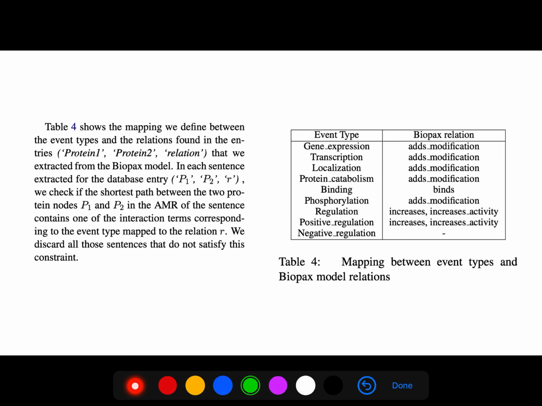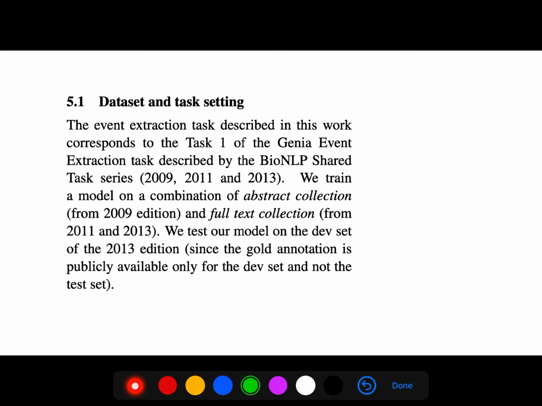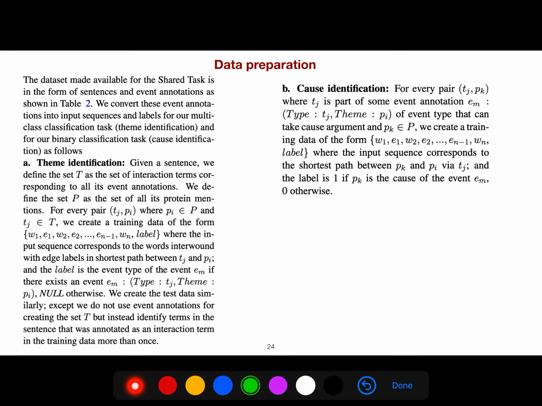These are mappings between event types and BioPAX model relations. For any relation, we have an event type. And we use BioNLP 2011, 2013, 2009, and they train it on both abstract and full text collections.